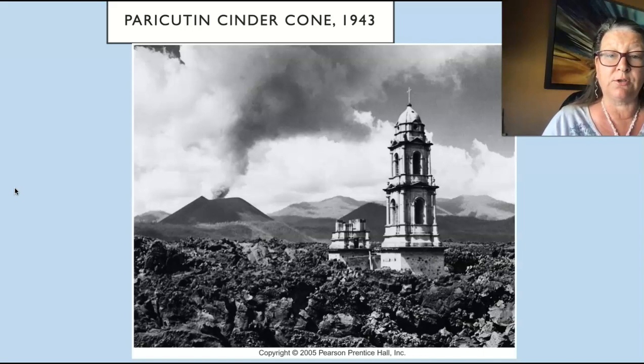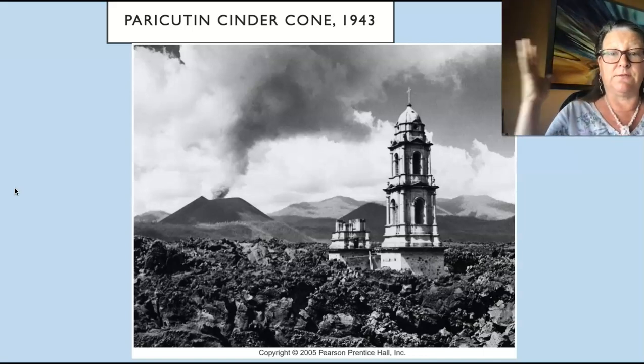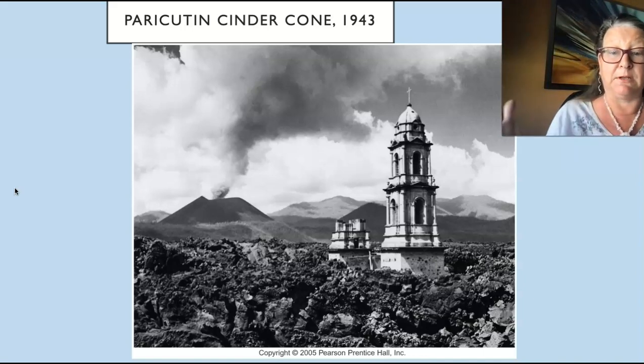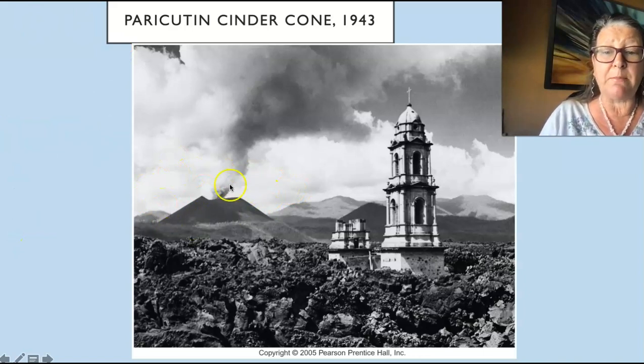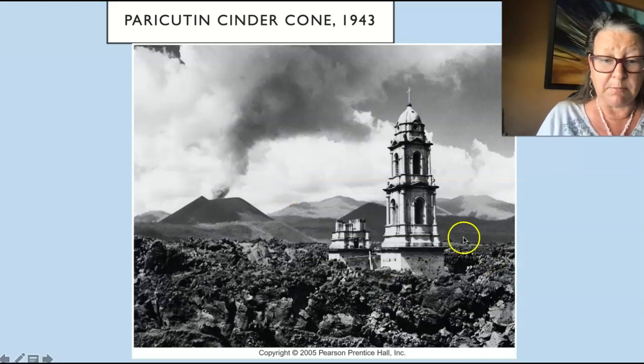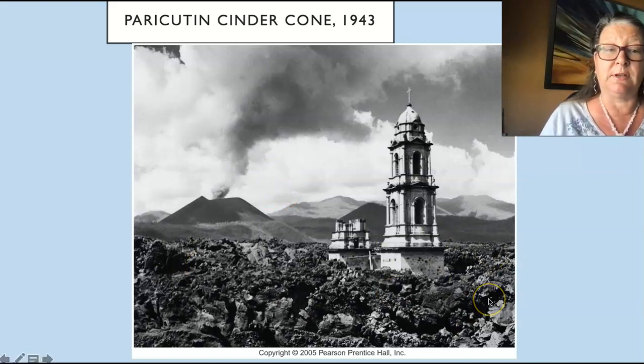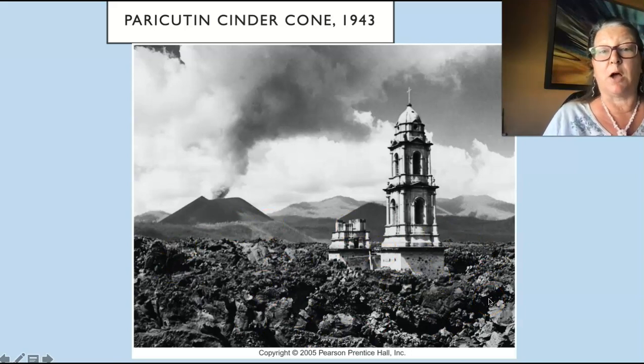And the story goes that there was a farmer farming his land, and all of a sudden this volcano started to erupt in the middle of his field. And so this is the volcano over here. And within a matter of days or weeks, it was hundreds of meters high. It erupted for several decades. It completely buried this town called Paricutin. This is in Mexico. And then it stopped.